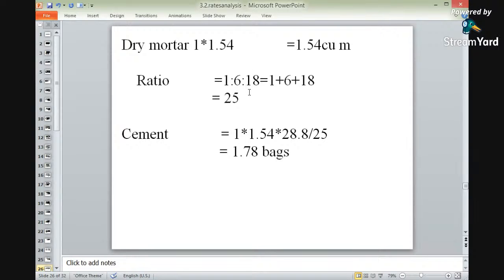And the ratio in this case we have taken as 1:6:18. Okay. In some cases we can take 1:4:8 also, 1:2:4 also. Here we have taken 1:6:18. The total parts after adding 1, 6, 18 come to be 25. Okay. What about the cement bags? So 1 multiplied by total dry volume 1.54, multiplied by, after converting cubic meters into bags, 28.8, and the total parts here is 25. So divided by 25. So how many bags of cement are required? 1.78 bags of cement is required.